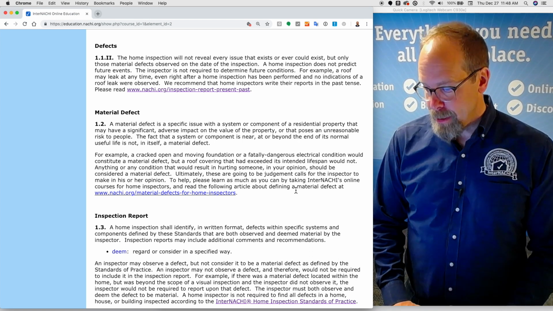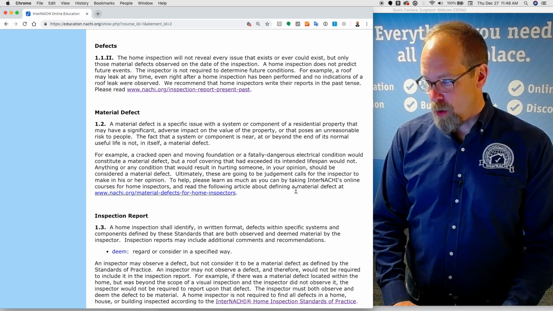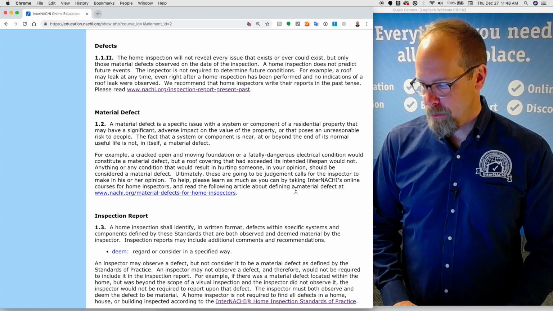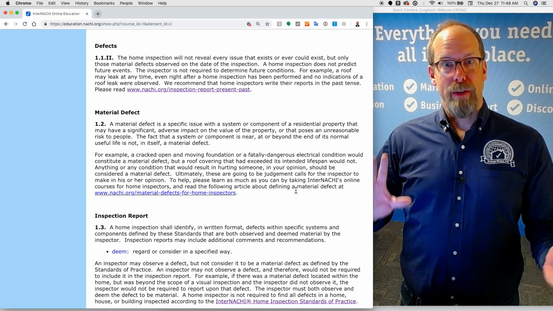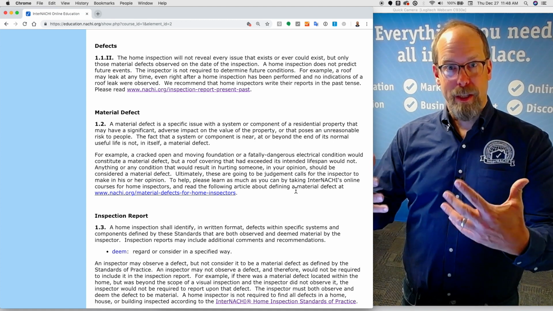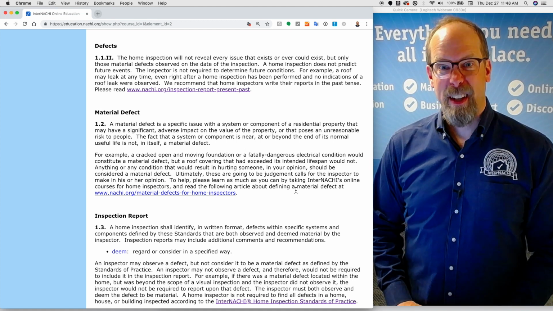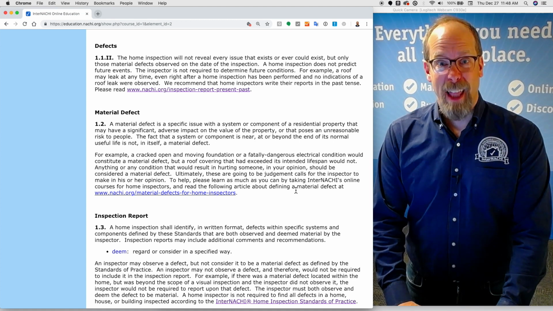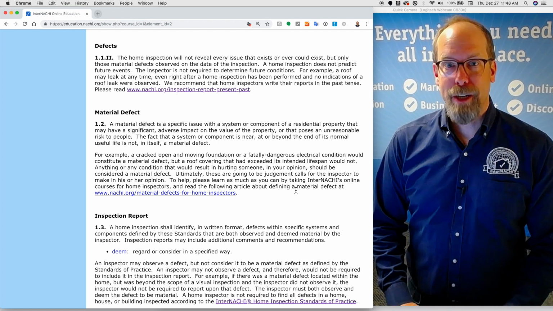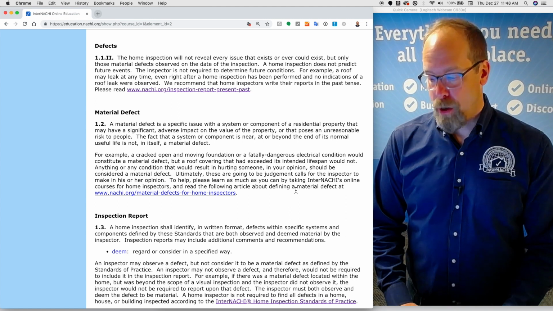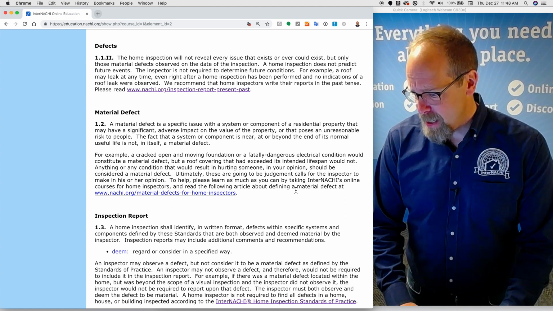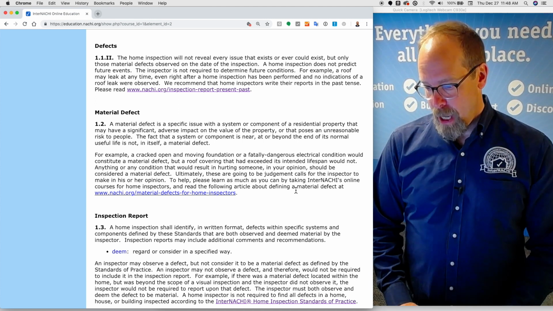For example, a cracked, open, and moving foundation or a fatally dangerous electrical condition, such as a dead front cover that's been removed and not put back. So the exposed electrical components within that distribution panel are live and could electrocute somebody. That would constitute a material defect. But a roof covering that had exceeded its intended lifespan would not.